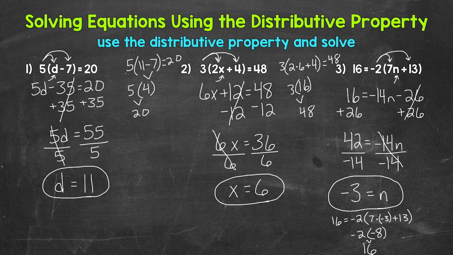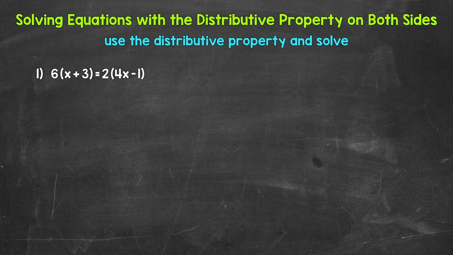N equals -3. So there's how to use the distributive property on one side of the equation. Let's move on to our examples where we will use it on both sides. Here are our examples where we will use the distributive property on both sides of the equations.